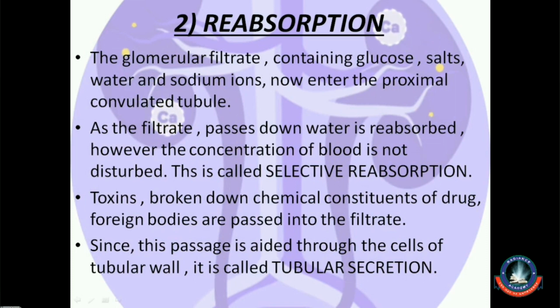This passage is aided through the cells of the tubular wall. That's why it is known as tubular secretion. So the cells of the tubular wall actively participate in this passage of your toxins and foreign bodies. Thus it is known as tubular secretion. The filtrate that is left after the reabsorption and the tubular secretion is called urine.